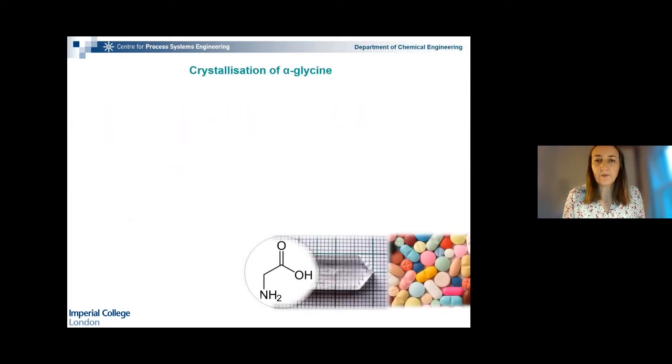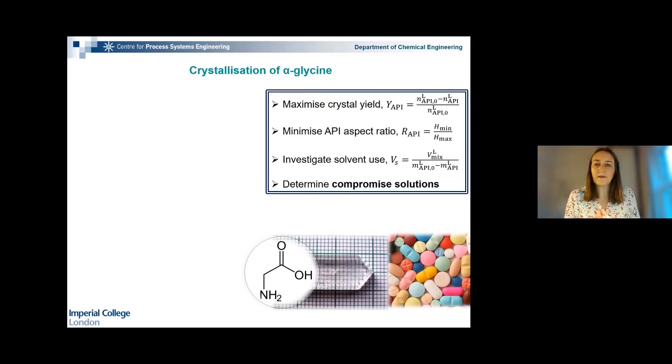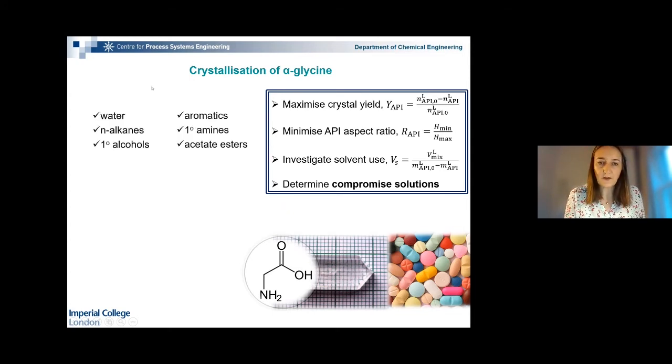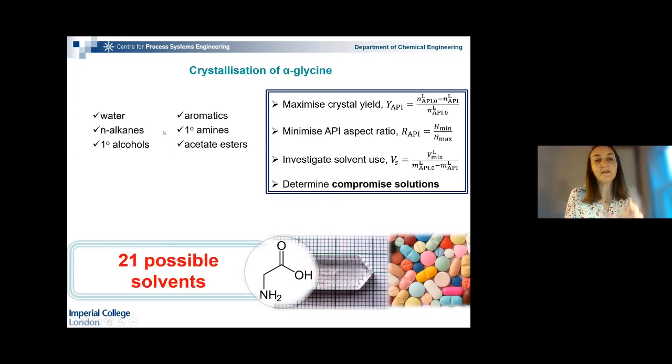And I'm going to do this through the crystallization of alpha-glycine. So I'm interested in maximizing the crystal yield and minimizing the aspect ratio, so it should be greater than 1 but as close to 1 as possible, and also to look at solvent use as a potential metric, and to look at really compromised solutions between yield and aspect ratio. I'm going to consider solvents in the chemical classes shown here, and because I'm working from a list of solvents, I have specifically a list of 21 solvents that belong to these classes.